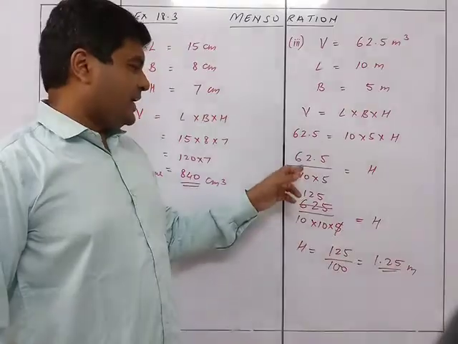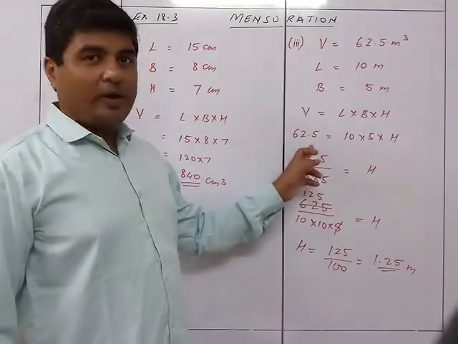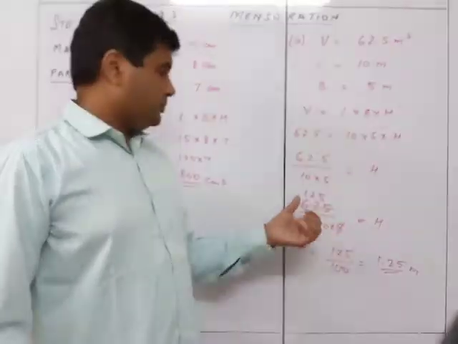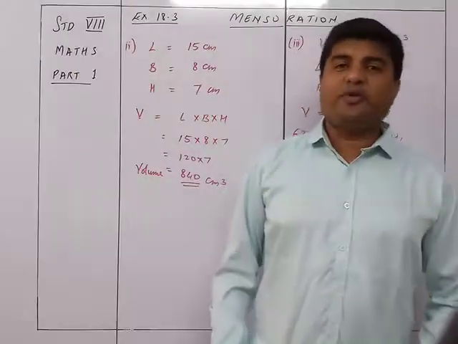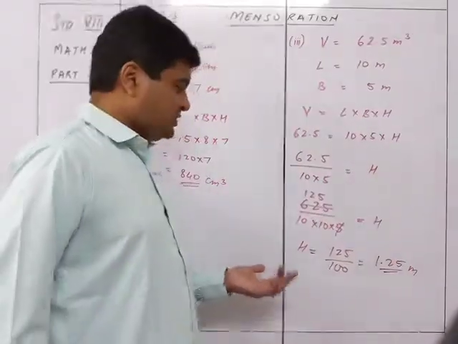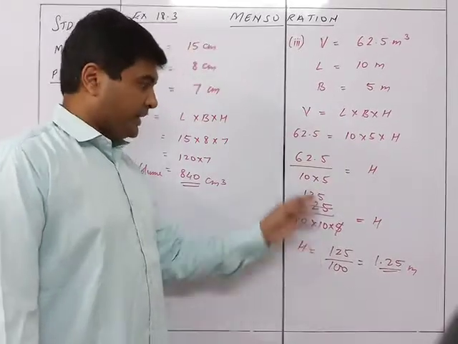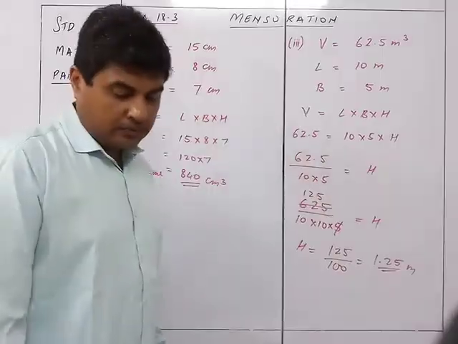Even if you have not taken this, it doesn't matter. You can always make this as 12.5 upon 10. So yeah, I just made an extra step of converting 62.5 to 625 upon 10. Yeah, it is just for convenience. So whatever is comfortable to you, you can do the calculations in your way. Not a problem at all.